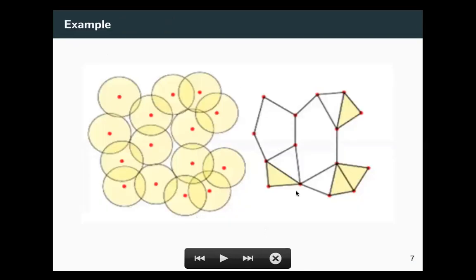And here's our example, and after this, I'll stop for some questions. So this is a data set. We've thickened it with some parameter delta. And then we see that these 2 points have a little overlap here, so we're going to draw a line in between them.